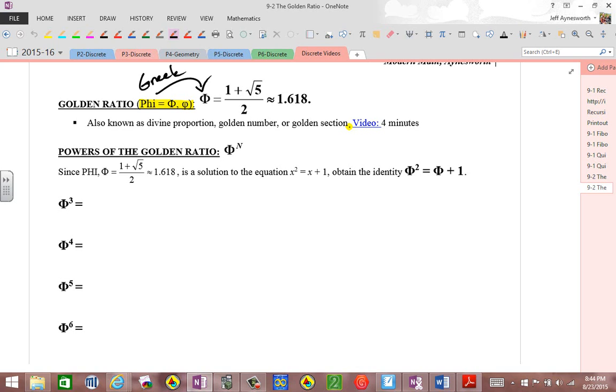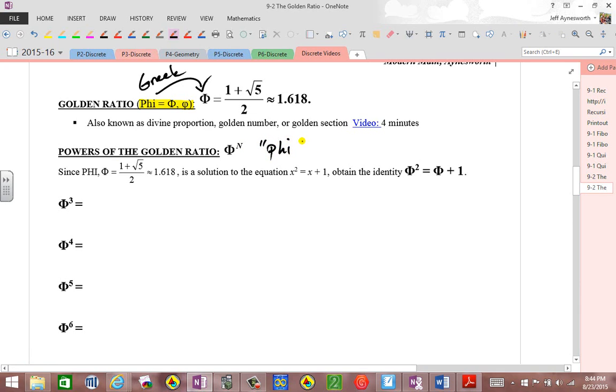It's in so many different places and so well studied, it's phenomenal. All right, but what we want to do right now is take a look at powers of the golden ratio, phi to the nth power. That's how you say it, phi to the nth power. What happens to phi when you raise it to a power?